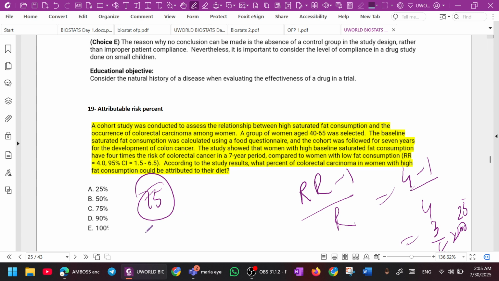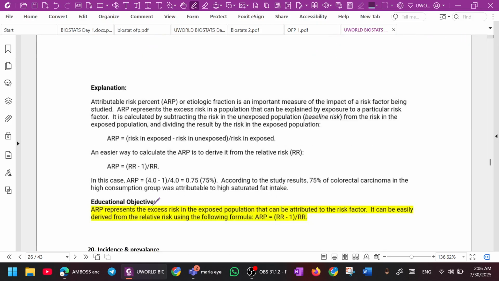Okay, let's check. Yep, it's 75. So here you just needed to know the formula: relative risk minus 1 divided by relative risk, or also this one. Okay, got it? Yes. Next.